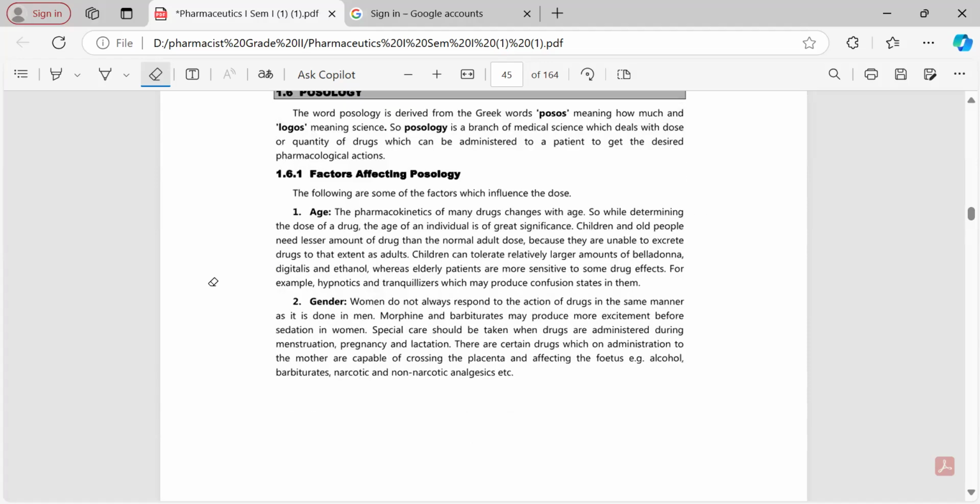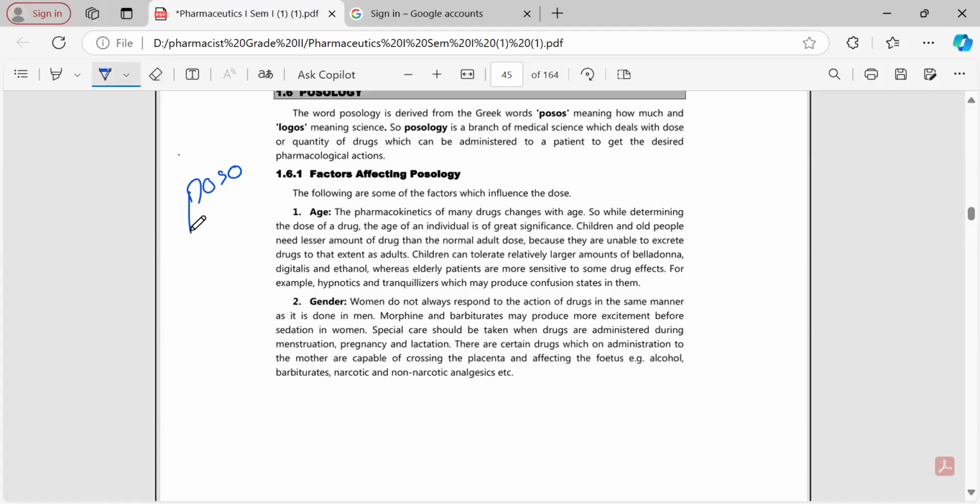Poso means, as the word itself suggests, how much. Logy means science. So posology is the science of how much. So you should know about posology. Poso means how much, right? Here you can see poso, and logy is science. It's easy to know. So it is a science of dose. So how much dose should be given to the patient is determined by the factors of posology.